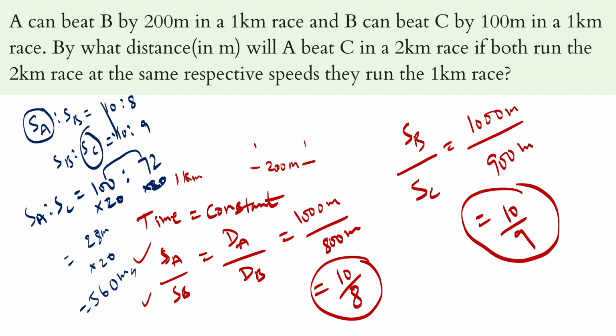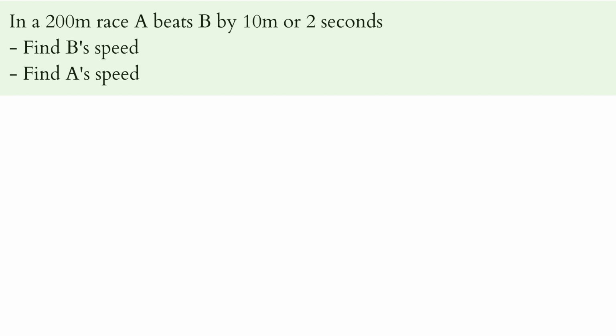Let's move on to the next one. In a 200 meters race, A beats B by 100 meters or 2 seconds. Find the speed of B and A. Okay, see here, this is a 200-meter race, right? 200 meters race. This is the track.